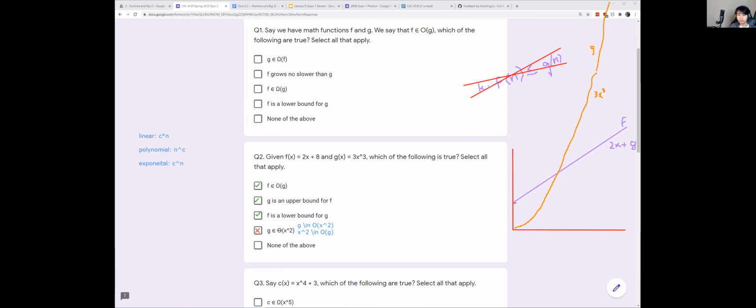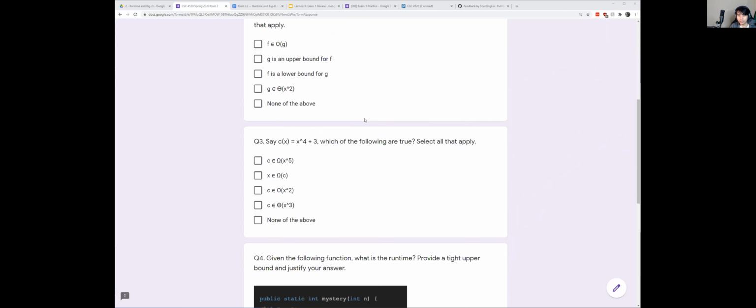Okay, so let's move on to question 3. Say we have c of x is equal to x to the 4th plus 4. Which of the following are true? So if we look at this, we're asking, is c in omega of x to the 5th? In other words, can x to the 5th be a lower bound for c?